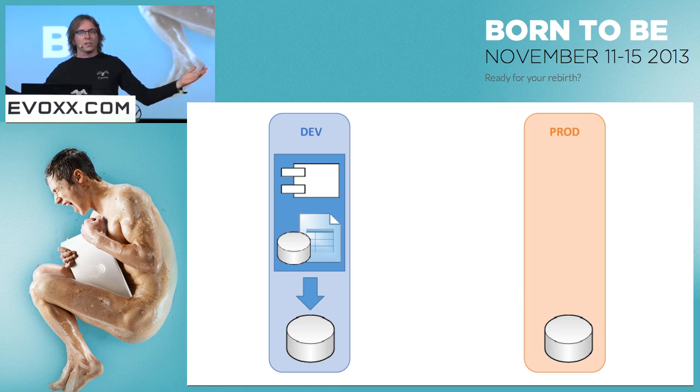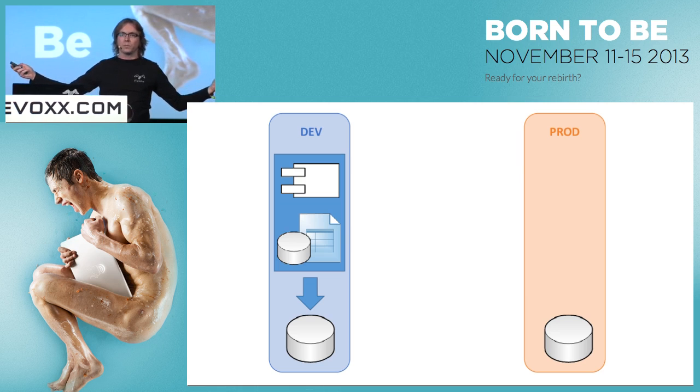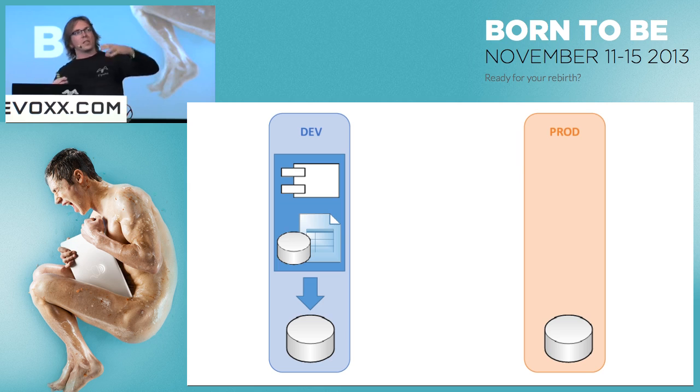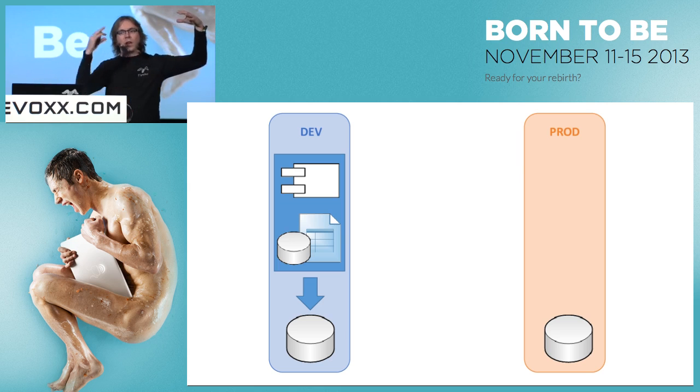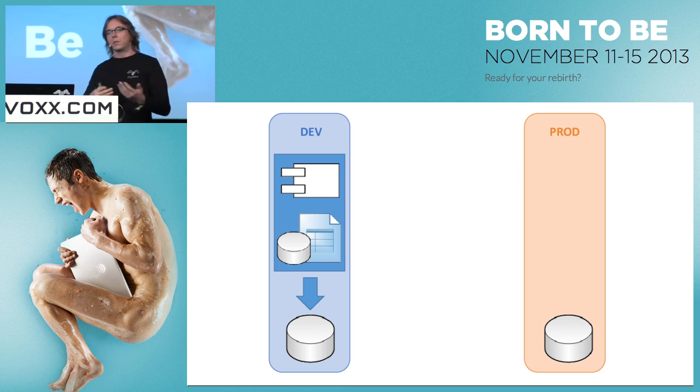How does it look like? We've got our databases in both our development and, in this example, our production environment. And we have a deployable which contains both our code and the database delta scripts. Once we start the application, we want to migrate on startup.